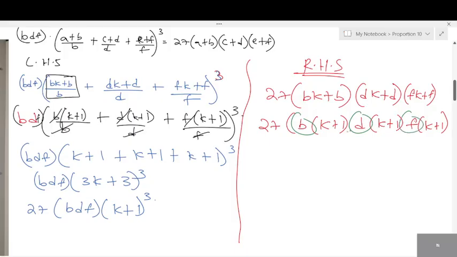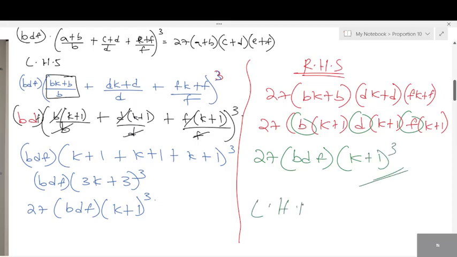Take these three things together. What do you get? B, D, F. How many times is K plus 1 multiplied? So we are getting the answer, right? Left hand side is equal to right hand side.